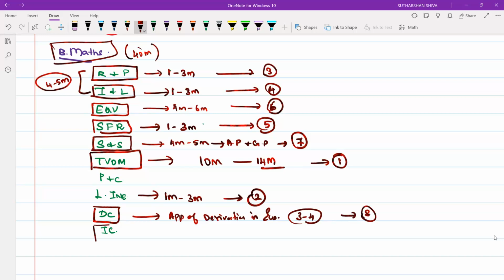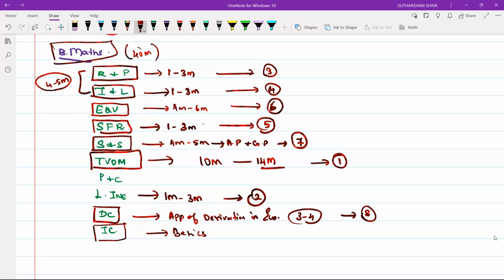Next, we will be doing integral calculus. Only do the basics. If you know differential, you can easily do integral. That's not a big deal. Okay, it is a reversal only. It's an inverse process. If you know integral calculus, you can easily do differential calculus. If you know differential calculus, you can easily do integral calculus.